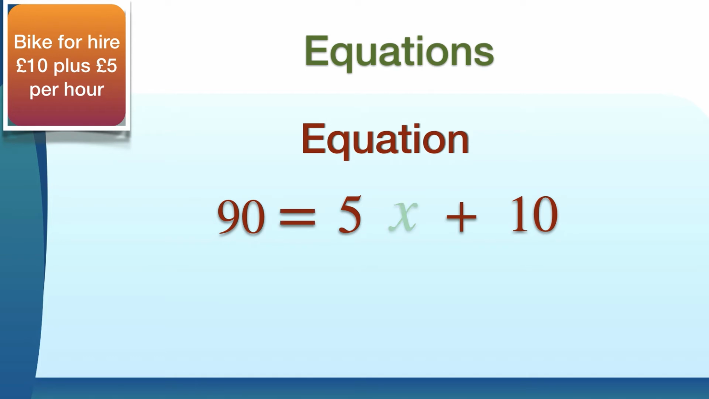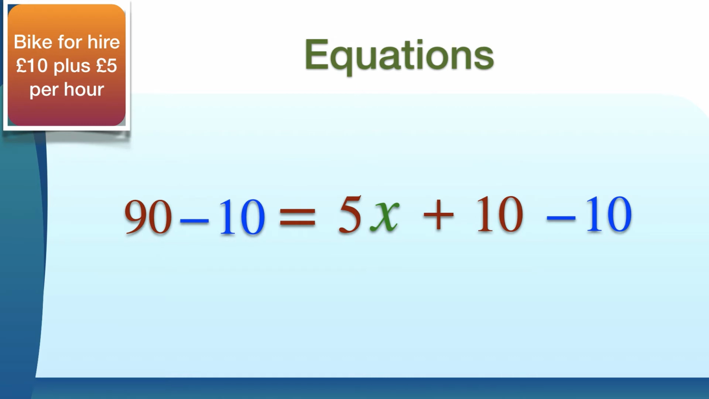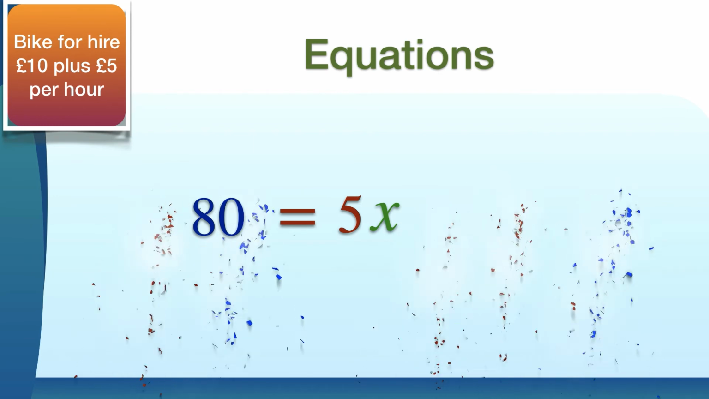Equations have equal signs and unknown values, which requires solving the equation to find these unknown values. We can make x the subject of this equation to solve it. We first subtract 10 from both sides of the equation. This gives us 80 equals 5x.